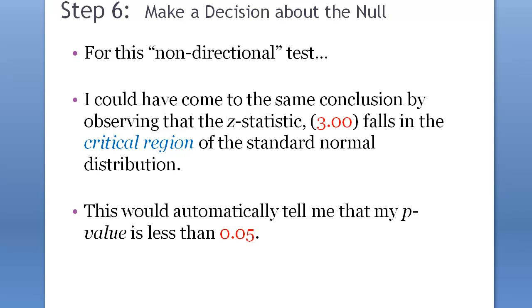So for a non-directional test, I could have come to the same conclusion by observing the z statistic of 3.00, which falls into the critical region of the standard normal distribution. This would automatically tell me that my p-value is less than 0.05.